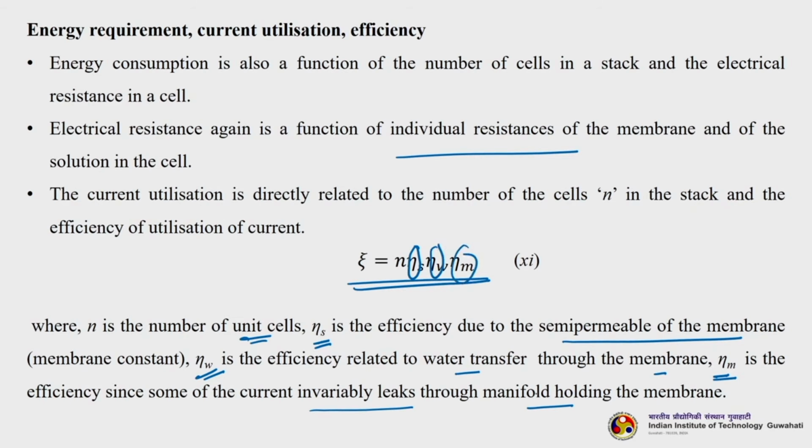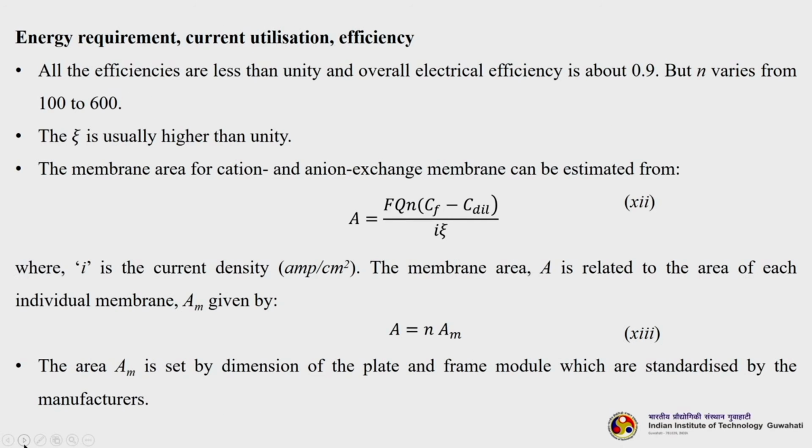So, eta_s is the semi-permeability of the membrane, eta_w is the water transfer capability, and eta_m is about the current. So, all the efficiencies are less than unity and the overall electrical efficiency is about 0.9, but n varies from 100 to 600, depending upon what type of commercial establishment it is. So, the zeta is usually higher than unity.